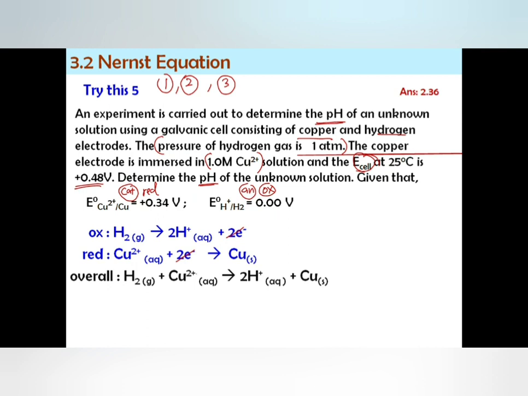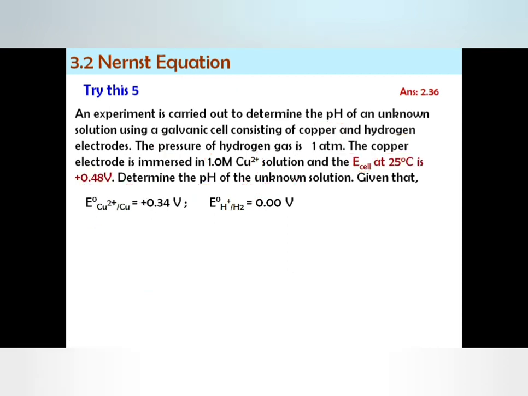Okay, so daripada overall equation ini awak boleh dapat nilai n sama dengan 2, tapi yang saya nak tunjuk dekat sini adalah sebenarnya Q expression. Remember aqueous dan gas. Okay, ada gas. Okay, solid tak masuk. So our product is concentration of H+ power of 2 divide with pressure of hydrogen gas and concentration of Cu2+ ion.